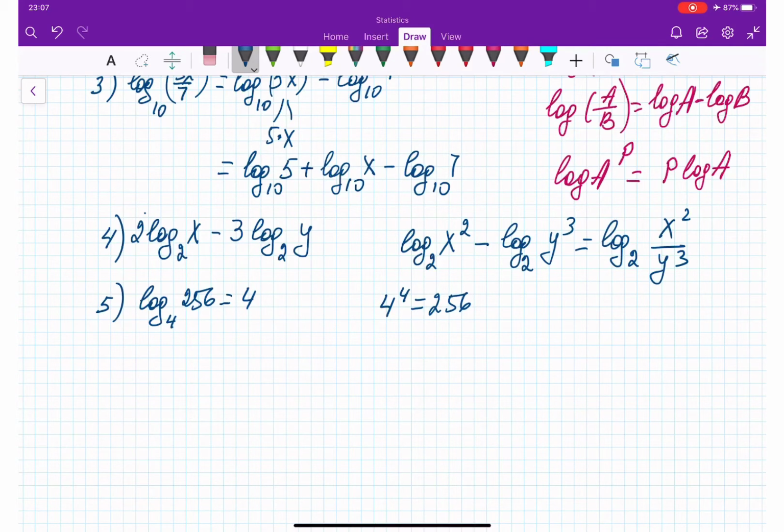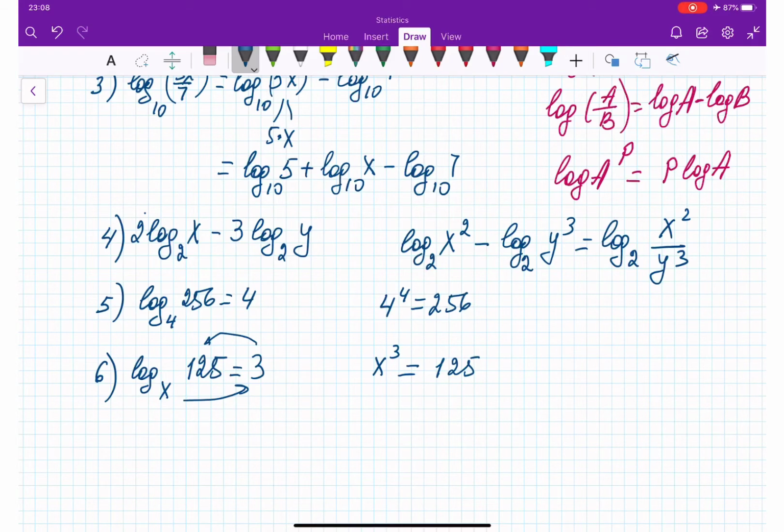Question number 6. Logarithm 125 by base x is equal 3. Again, converting, here we need to solve the equation. Okay, because we have x. Here we need to solve. Okay, how are we going to solve? Using exponential form, which will be x to power 3 is equal 125. Let's write down x to power 3 is equal 125.